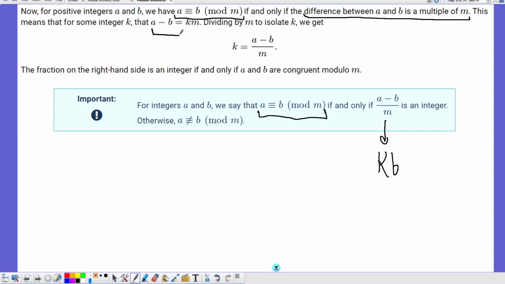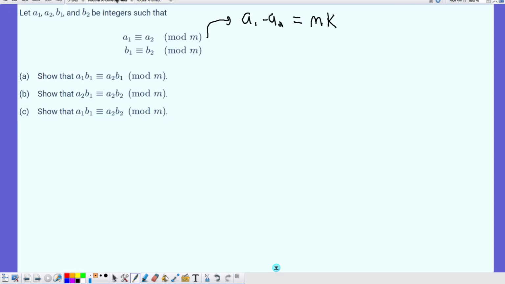Meaning it's in some sort of form like this, which is what we just did with A1 and A2. And we could do the same thing with B1 and B2. You have that B1 minus B2 is also a multiple of M, but times some other integer J.